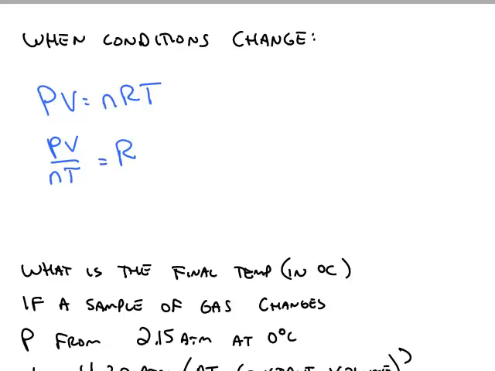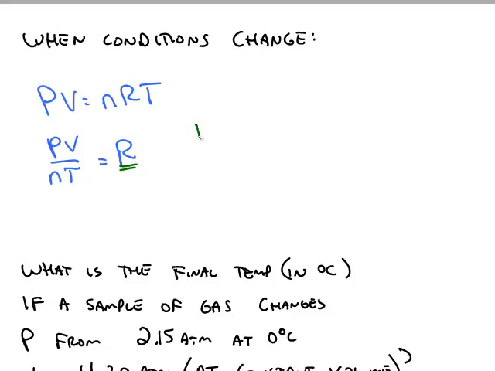Another type of question will change the condition. So for example, you won't just have one pressure, you'll have two pressures, two volumes, two temperatures. The only thing that's constant in PV equals nRT is the gas constant R. So what I've done here is I've solved for everything that could possibly change.